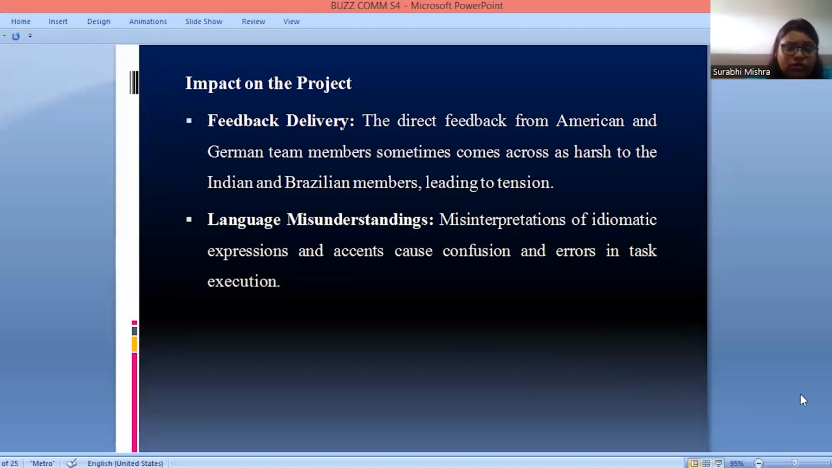The next impact was language misunderstanding. Again, the misinterpretation of idiomatic phrases and slang was the problem, as the pronunciation and accents, or we can say the dialects, of the people from German and American backgrounds were different from the others. And so most of the time it causes errors in task execution, as people were not clear about the pronunciation.